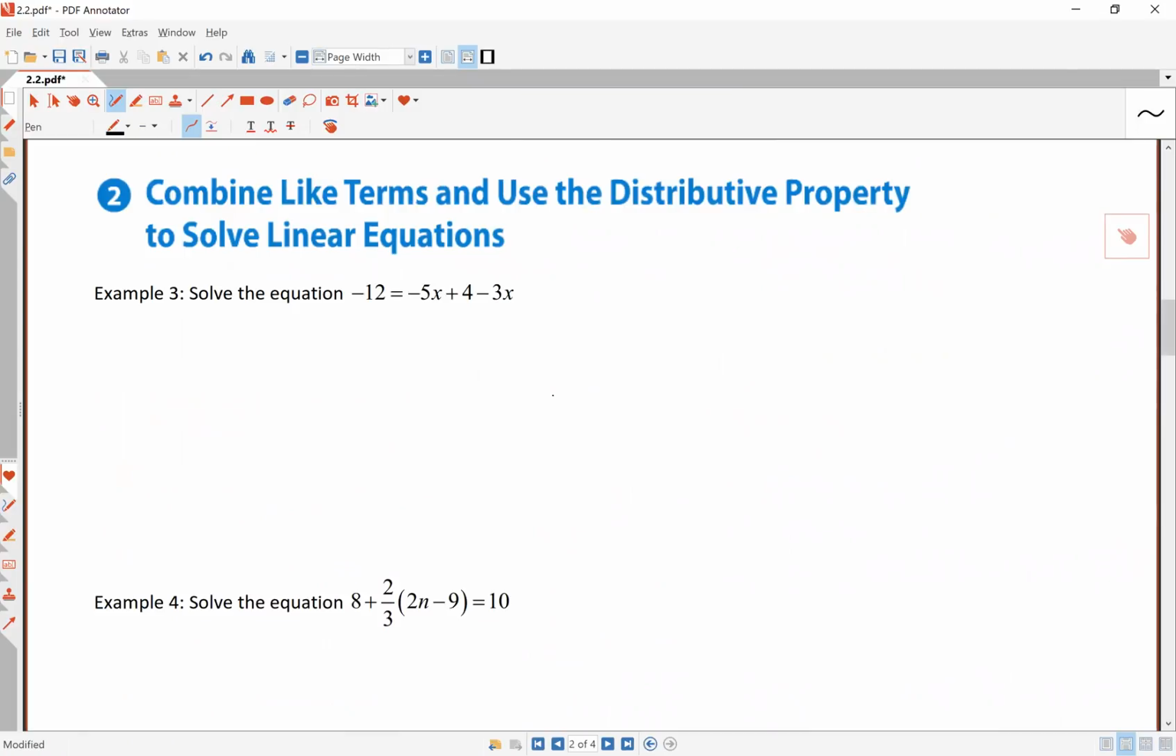Example 3. On the two sides of the equation, on the left we see negative 12, on the right we see negative 5x plus 4 minus 3x. We have to combine our like terms before we solve. Negative 5x minus 3x is negative 8x. So the right side simplifies first to negative 8x plus 4.